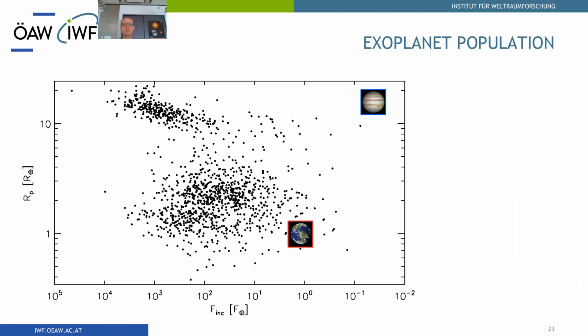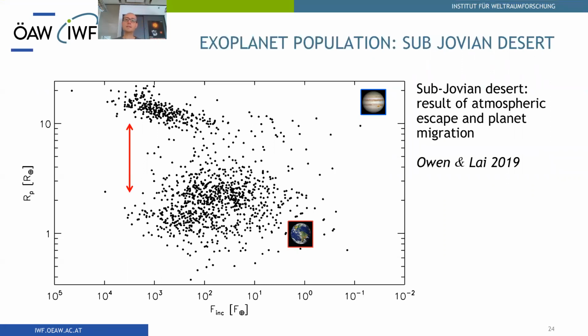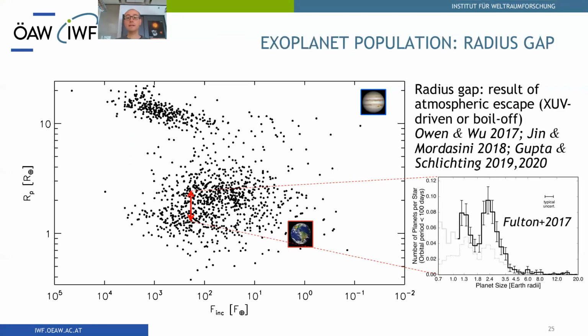There are two populations of planets here. At the top, you have the hot Jupiters, and at the bottom, you have the sub-Neptunes and super-Earths. There are structures in this population that are believed to be due to atmospheric escape. The first one is the subjovian desert, which is believed to be the result of a joint effect of atmospheric escape and planetary migration.